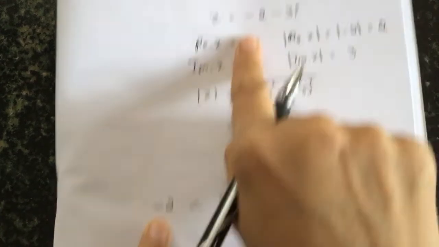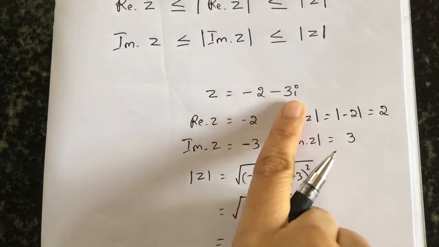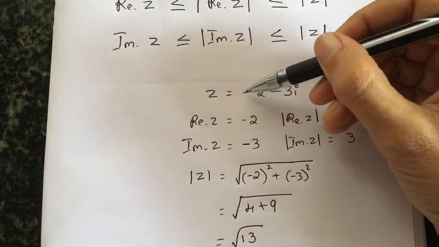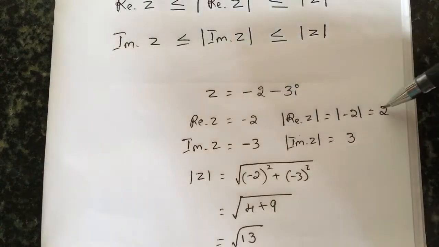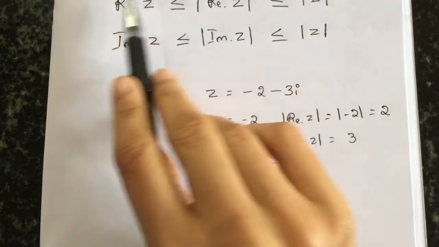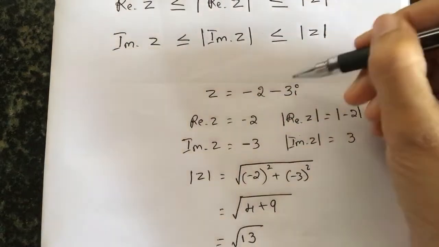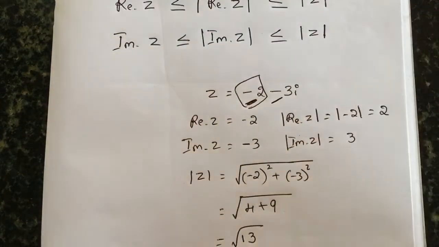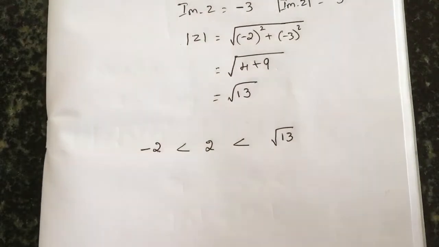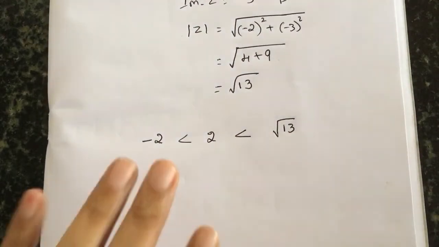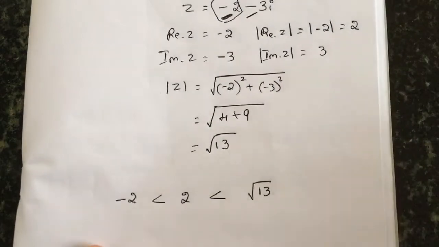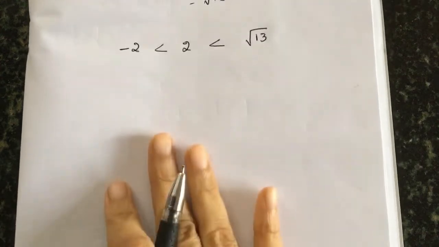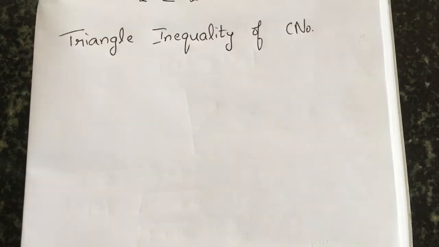This is the case where I'm having real and imaginary values as negative. It may be positive also. Suppose this is positive, then this is 2 and this is 2, so equality holds in this case. It depends on the values of the real and imaginary parts. It may be positive or it may be negative. So from these two, we can move to the triangle inequality of complex numbers.